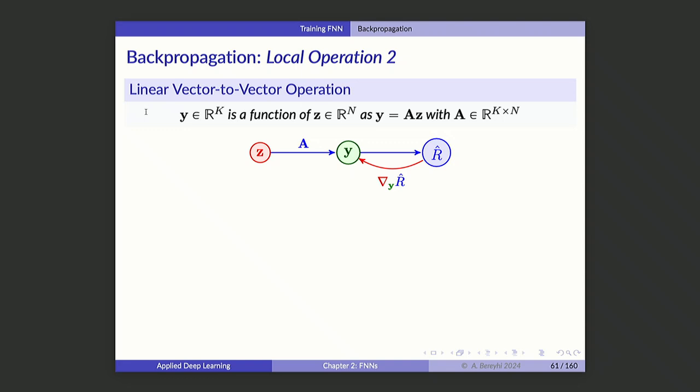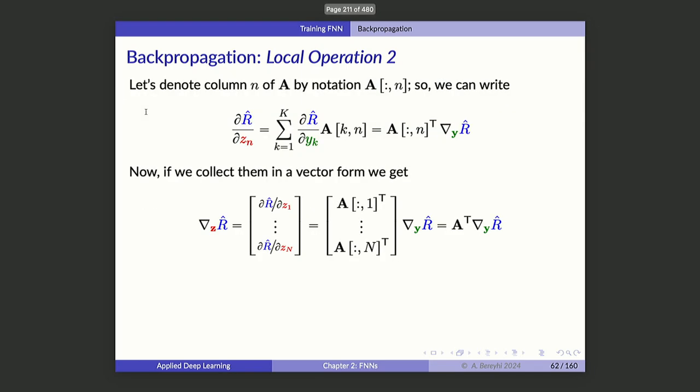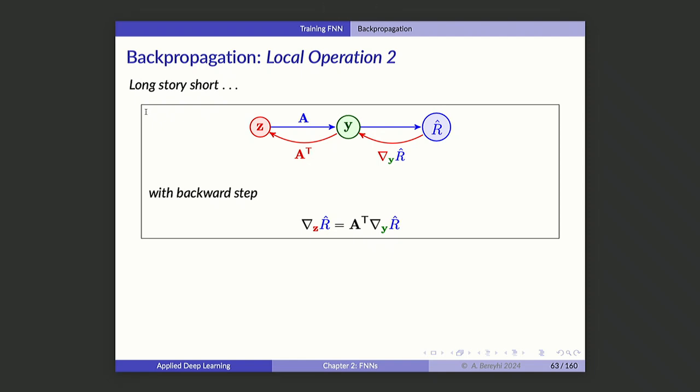What we do know is the gradient of r hat with respect to this y. And now if we want to compute the gradient of r hat with respect to z, what should we do? We do another kind of multiplication. What was that? A transpose. Great. So the thing that you need to do is to just multiply it by A transpose, right? You do know the gradient of r hat with respect to y, so you do have this guy. And then once you have this guy, you multiply it with A transpose.